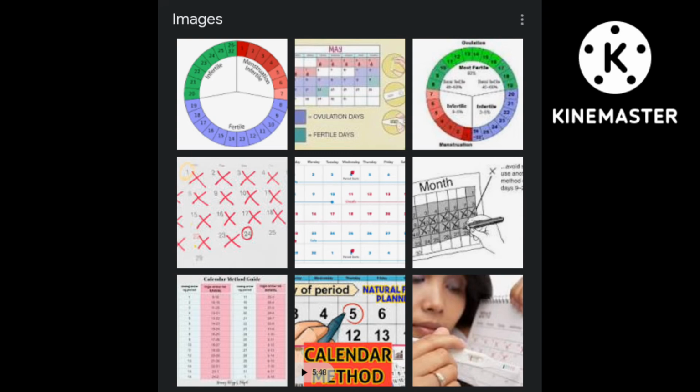Side effects: there are no physical side effects, and you can use it to plan when you get pregnant. You have to keep a daily record of your fertility signals, such as your temperature and the fluids coming from your cervix. It takes 3 to 6 menstrual or monthly cycles to learn the method, so it takes a long time to learn. As you can see, that is the calendar method.